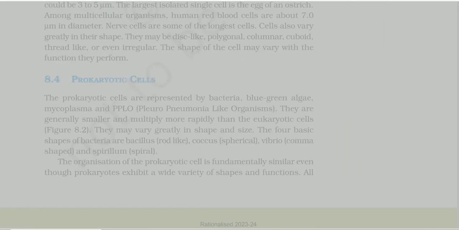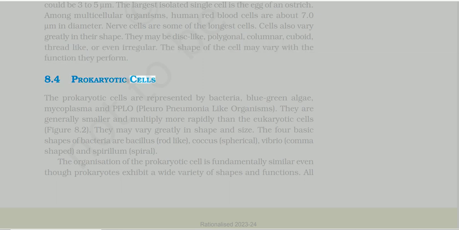could be 3 to 5 µm. The largest isolated single cell is the egg of an ostrich. Among multicellular organisms, human red blood cells are about 7.0 µm in diameter. Nerve cells are some of the longest cells. Cells also vary greatly in their shape. They may be disc-like, polygonal, columnar, cuboid, thread-like, or even irregular. The shape of the cell may vary with the function they perform.